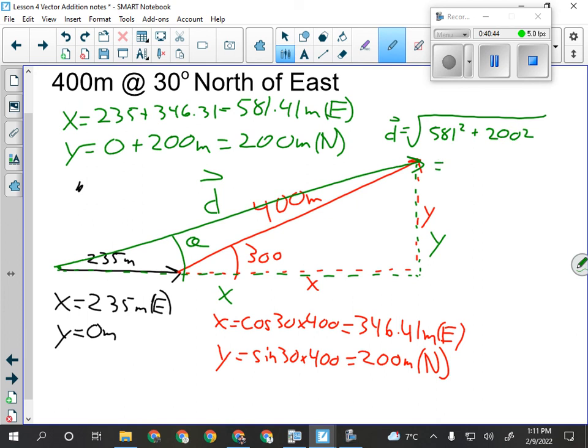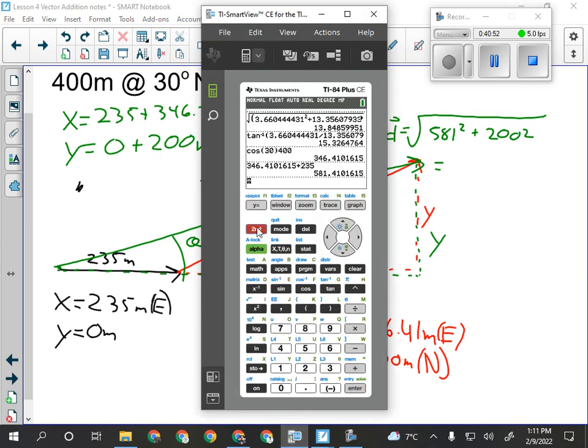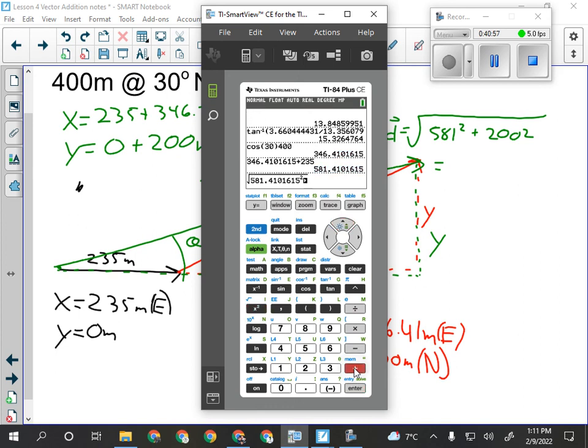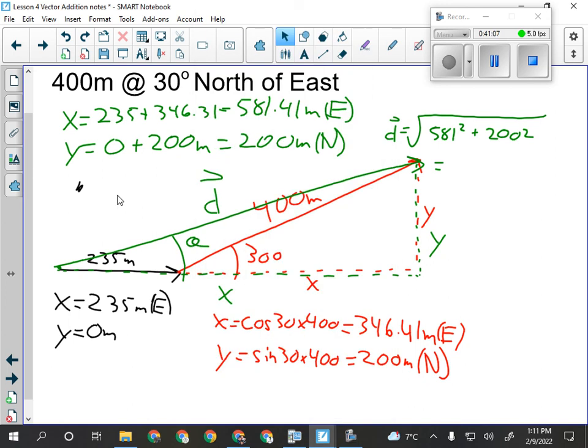And again, I keep harping on this, but I'm going to keep harping on it. I'm going to keep all the decimals. I'm actually going to use them all in my calculator, because that's really important. So square root of that number squared plus 200 squared is going to give me 614.85 meters, and I don't have a direction on that yet. That's the next thing I have to calculate. So now I know how big d is, but now I need to calculate what theta is.